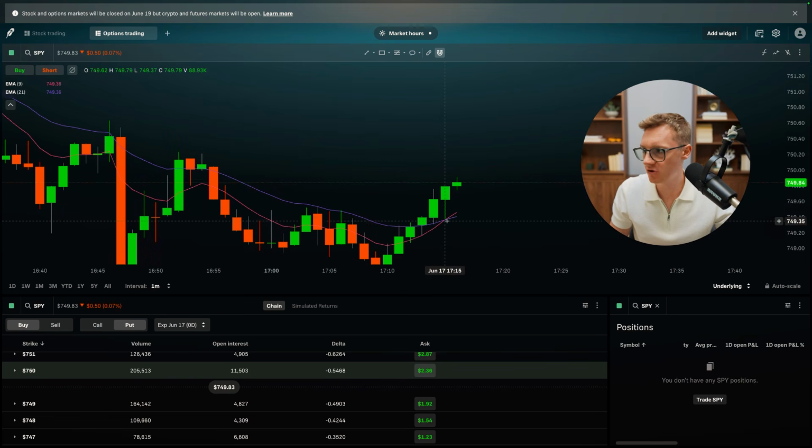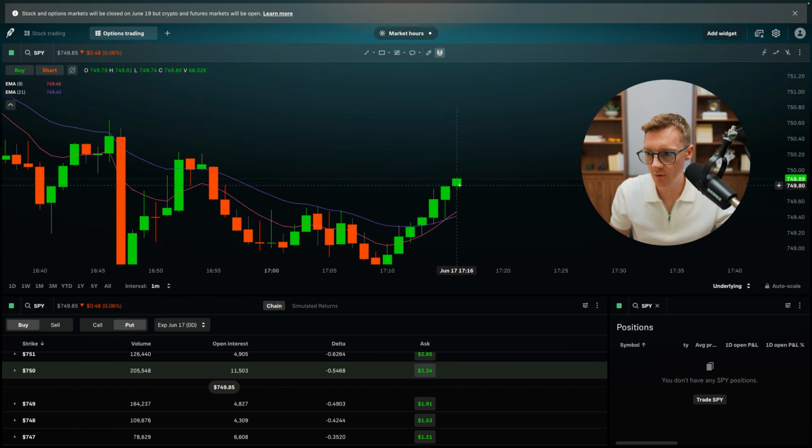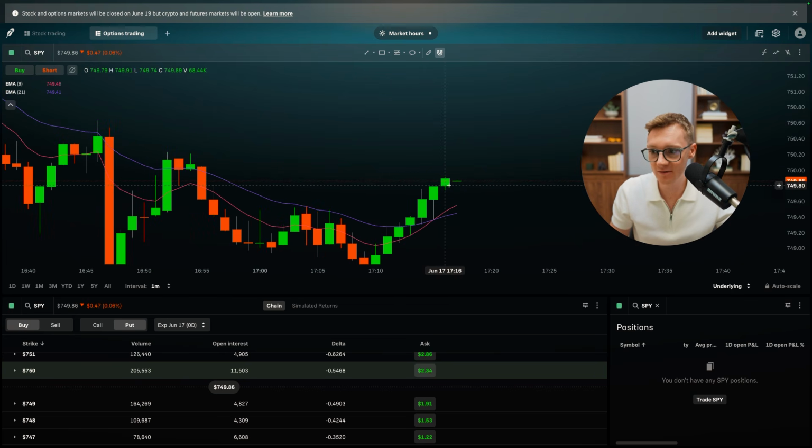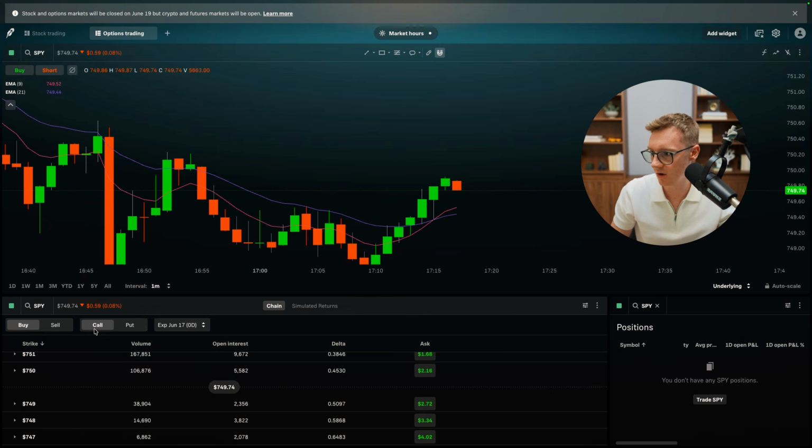We just got the cross, the 9 EMA crossed above the 21 EMA, and we're waiting for this 1 minute candle to close, and there it is. So let's look down here at the options chain. We're going to buy a SPY call because we crossed above.